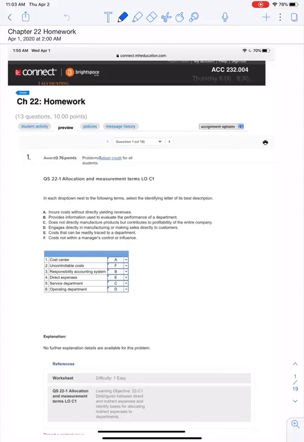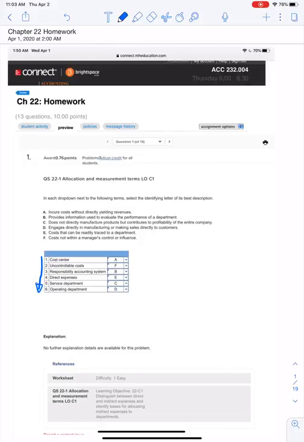So the way I'm going to look at this question is, since we're going to have to be going back and forth between these answers at the top and the questions down at the bottom, I'm just going to take them in order, starting with number one and going through number six. Helps stay a little bit more organized. So the first one says, well, what is a cost center?